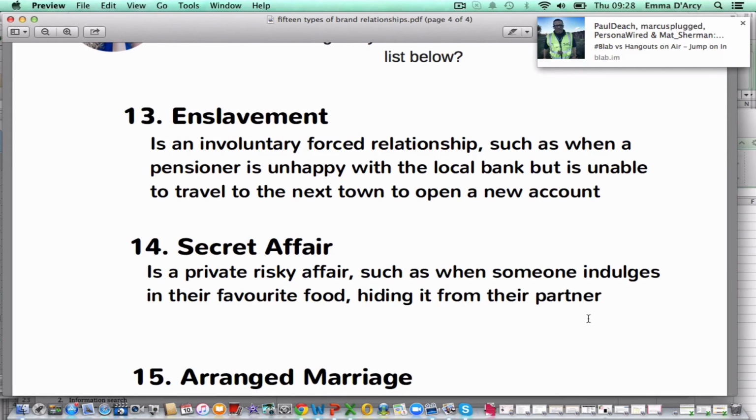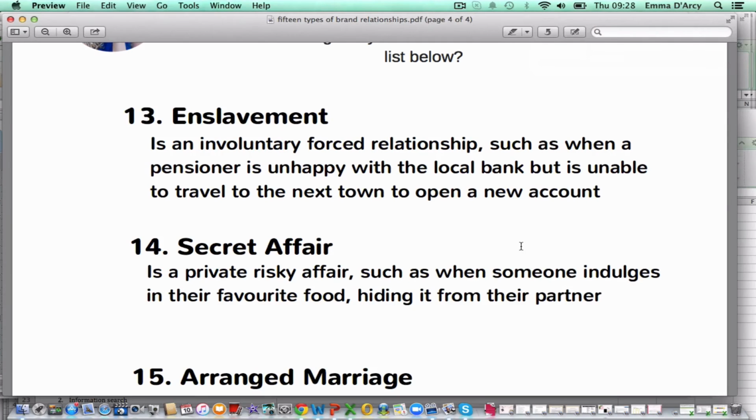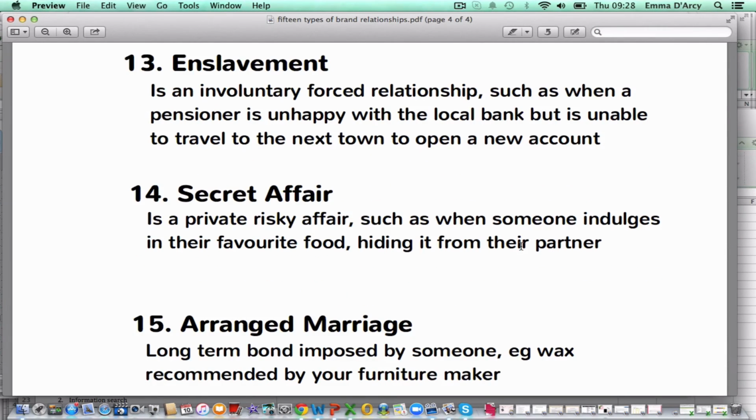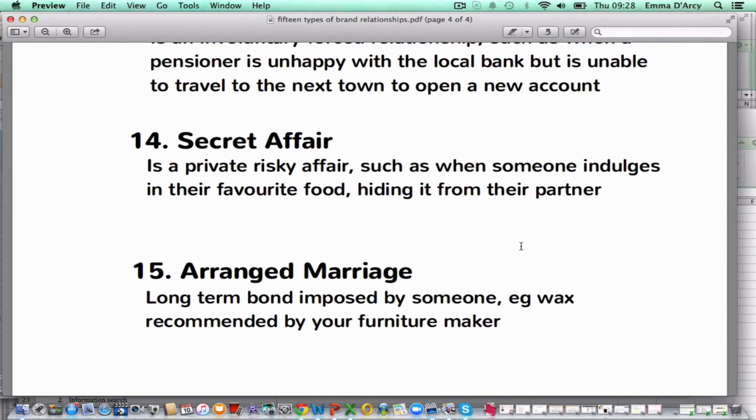So does your product or service, like cigarettes, food, even clothes, where women are going out buying clothes and hiding it from their partner. So is your customer having a secret affair with your product or service? Just to understand that as well, and understand the whole thought process around that, and how you can help them, maybe to tell people, maybe perhaps.